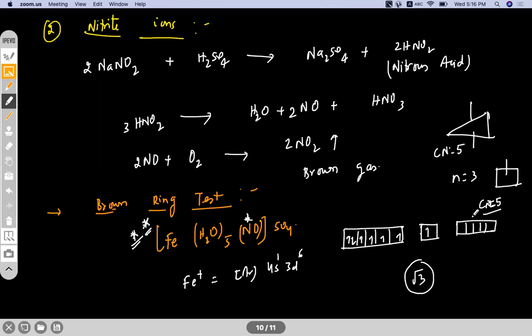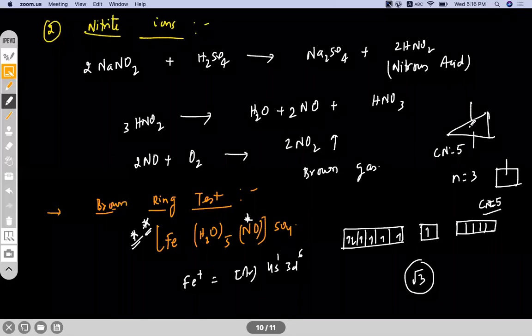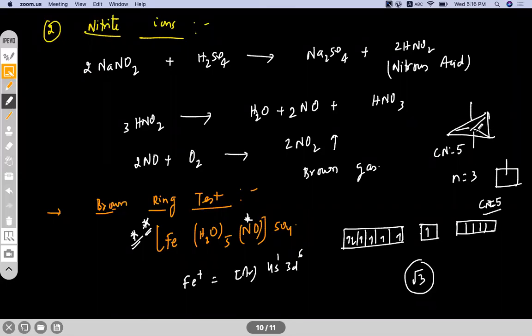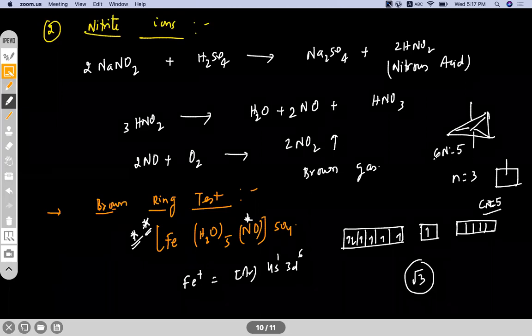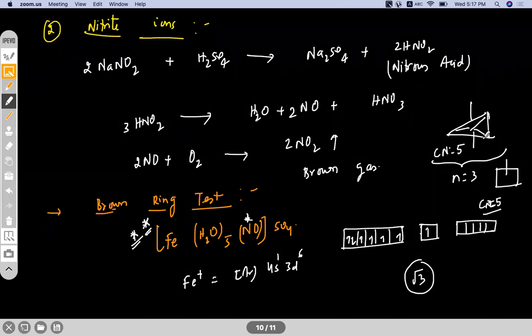Coordination number 5. But how do we know that this is trigonal bipyramidal or square pyramidal? For this, one piece of information will be given in the question: that it has 2 different types of bond length. 3 bond lengths will be the same and 2 will be different, axial and equatorial, which is not the case here. Hence we predict that the geometry is trigonal bipyramidal. So this kind of information is given in the question, and that's how we can predict.